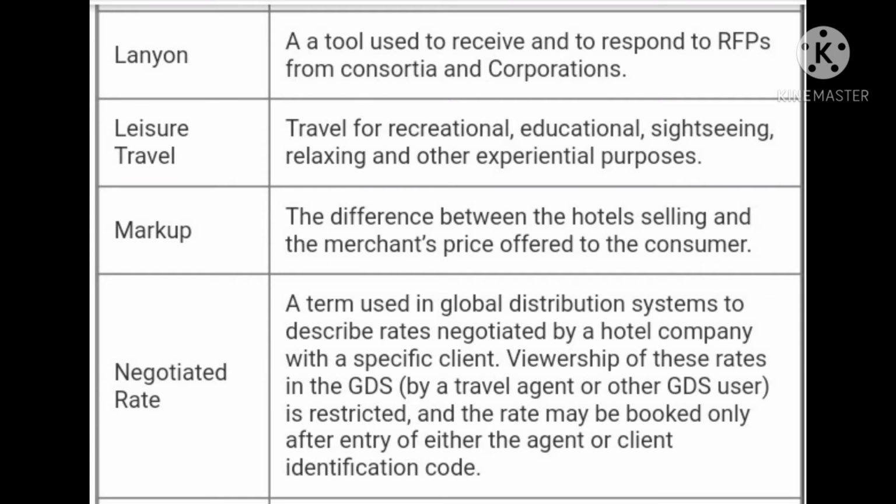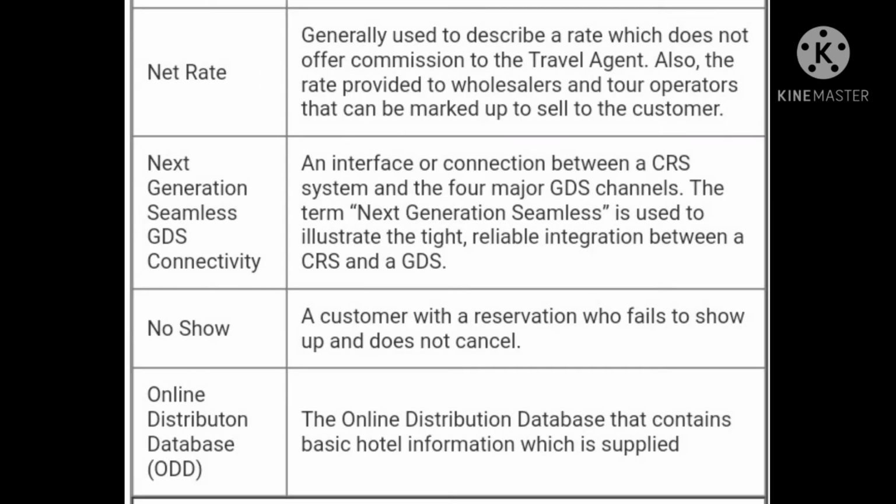Next, the negotiated rate, a term used in global distribution systems to describe rates negotiated by a hotel company with a specific client. Viewership of these rates in the GDS by a travel agent or other GDS user is restricted, and the rate may be booked only after entry of either the agent or client identification code. Net rate, generally used to describe a rate which does not offer commission to the travel agent. Also, the rate provided to wholesalers and tour operators that can be marked up to sell to the customer.